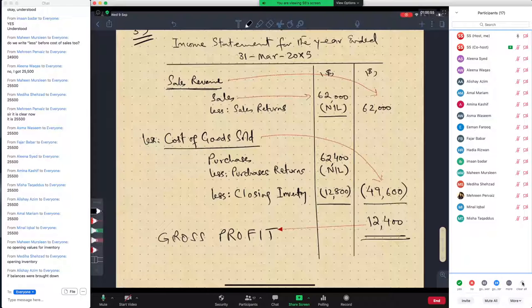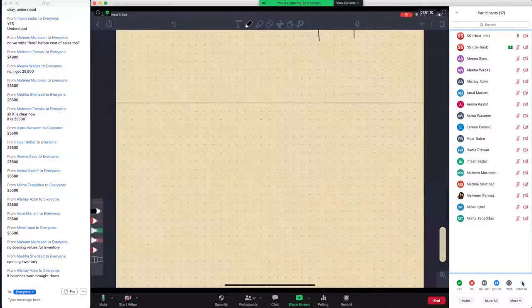So if we are dealing with the second year or any subsequent year, the closing inventory of the first year becomes the opening inventory for the second year or the following year, right? So let me just make a timeline here to explain what I'm saying. So let's say this timeline represents one particular year. So your business started here on 1st of January 2016. This is the starting of the business, right?